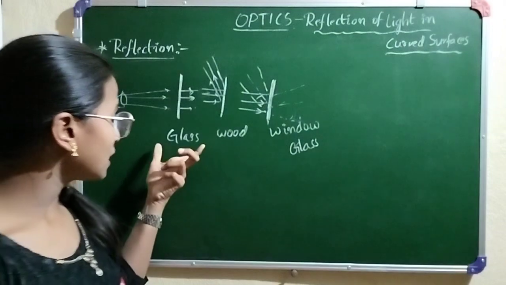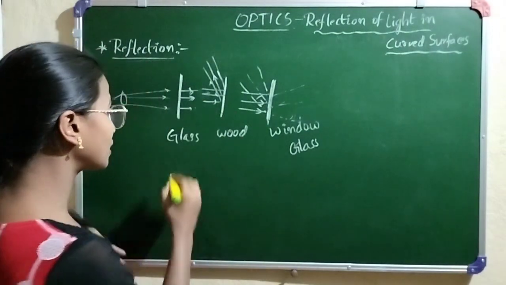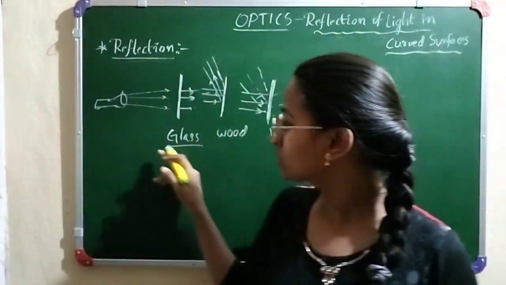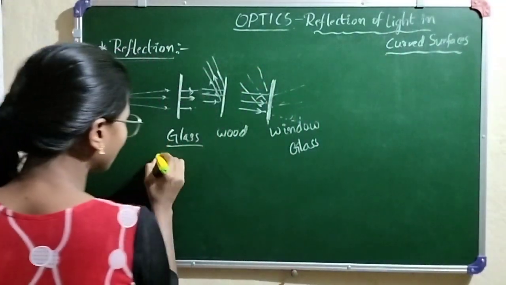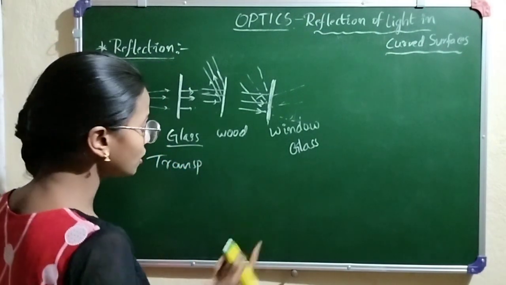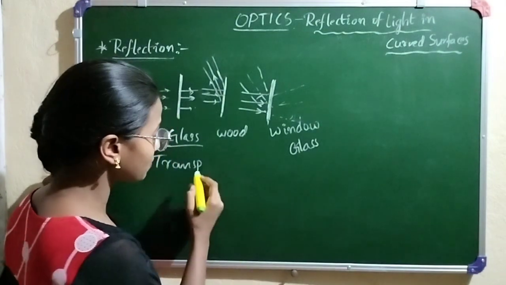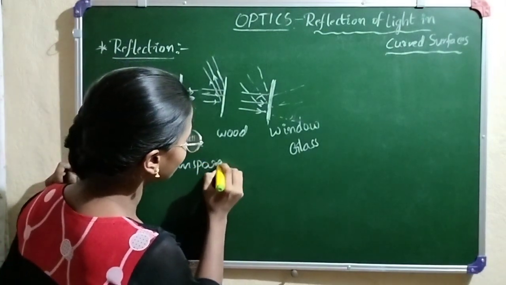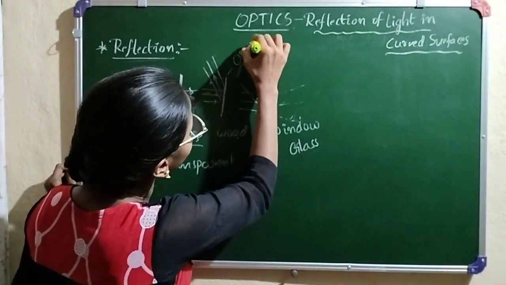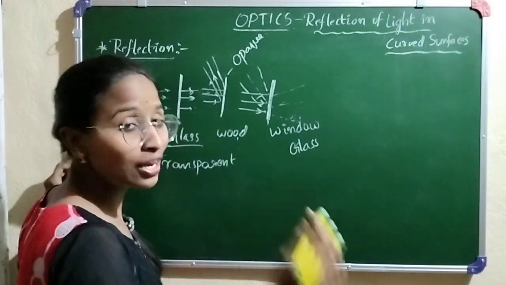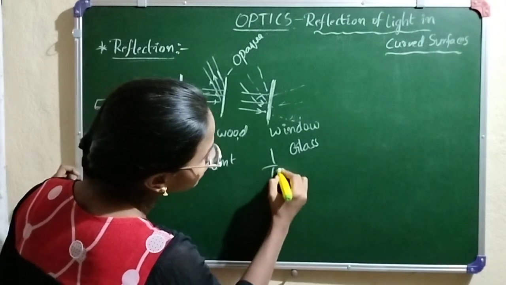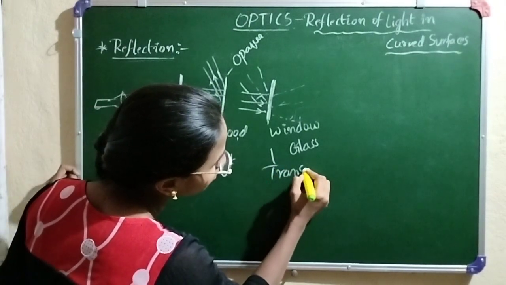The objects which allow the light to pass through them are called transparent materials. Based on the light passing, we are dividing the objects. This wood is opaque. Opaque will not allow the light; it will only make the light reflect. Next, window glass is translucent.